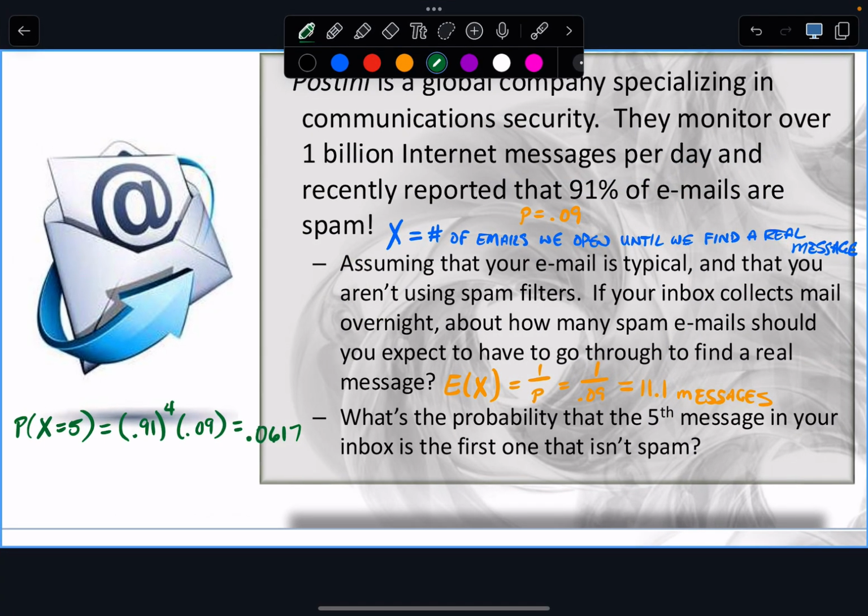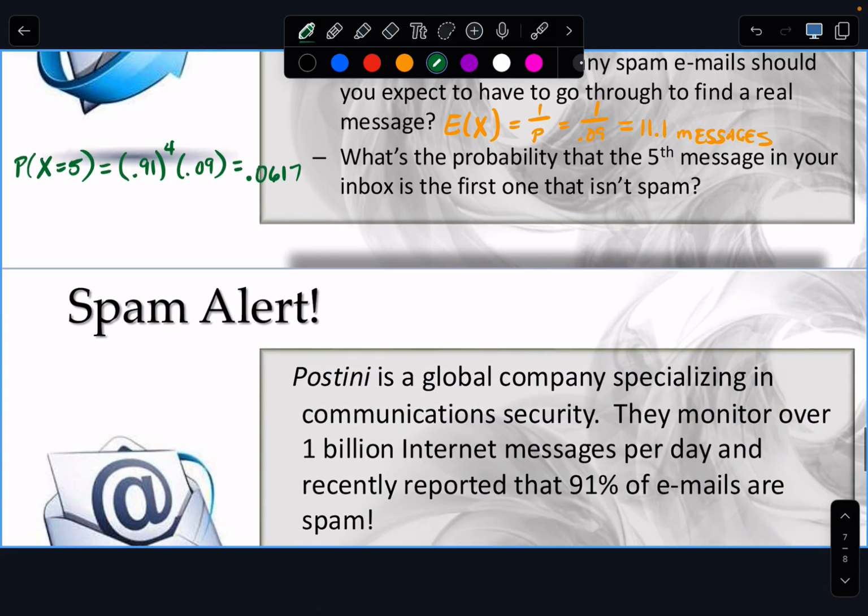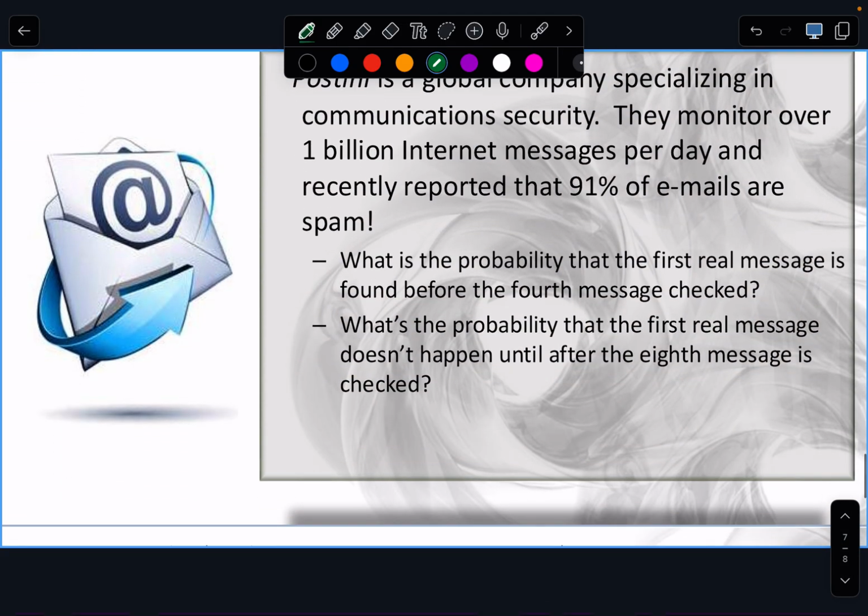Then, back to my example here. So same scenario. This time we want to know what's the probability that the first real message is found before the fourth message checked.